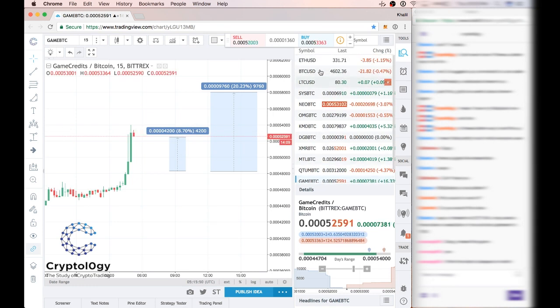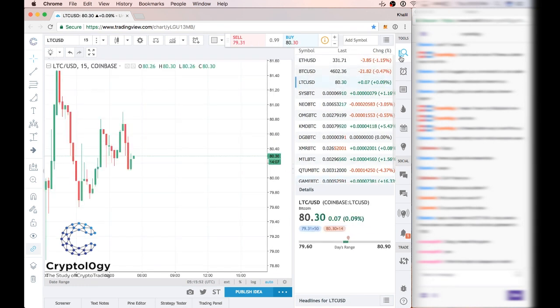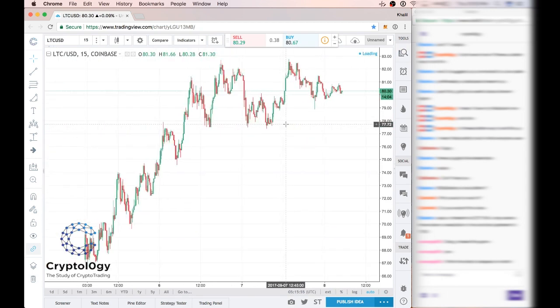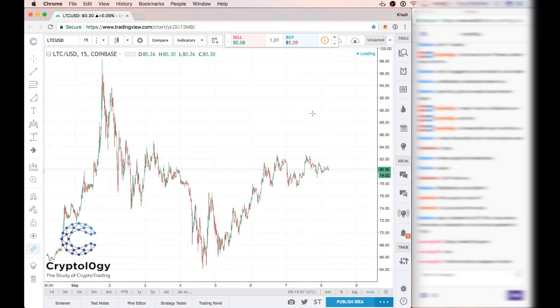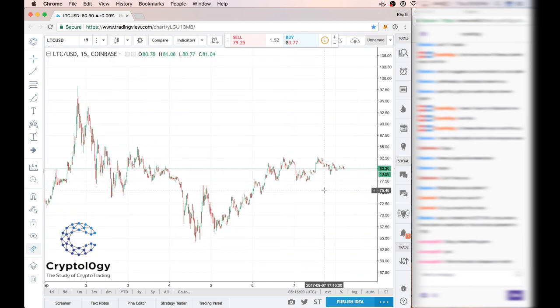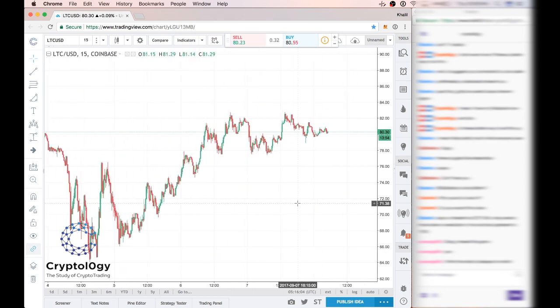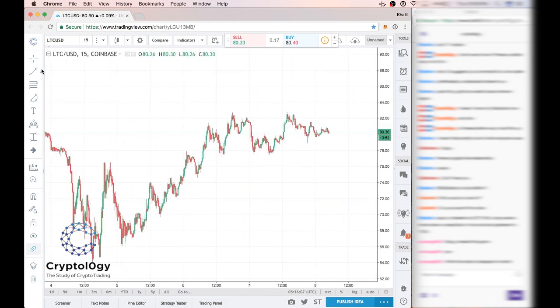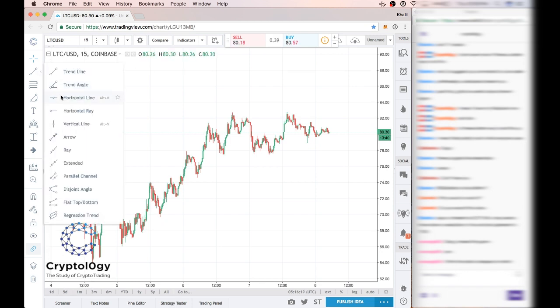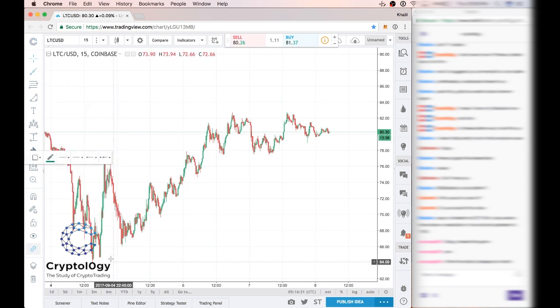All right, let's do some support and resistance and some trend lines. I just picked LTC because it's fairly slow. You can spot supports and resistances all the time. It's very easy. Let's use the new tool, the ray. Let's do trend line first. So you guys can see right here, it's going in an uptrend.